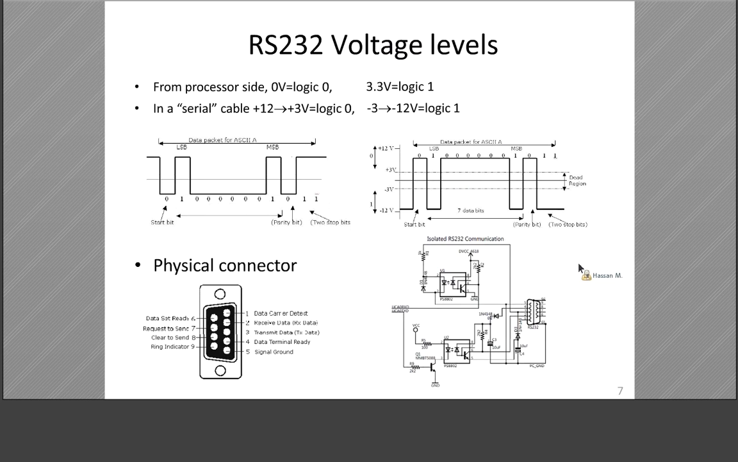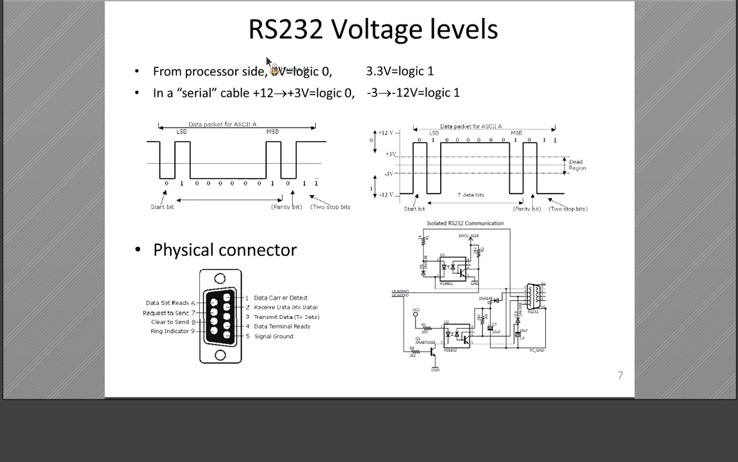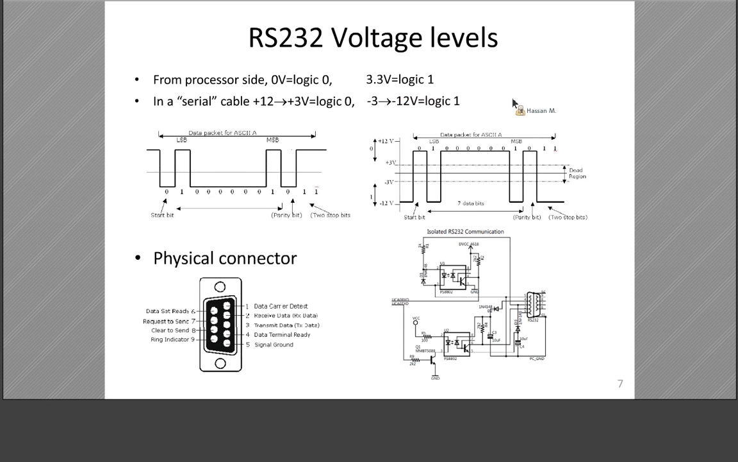Another notation, the voltage levels. For example, in Arduino board, we have TTL voltages for 0 and 1. Here on the processor side we see 0 volt for logic 0 and 5 volt or 3.3 volt as logic 1. But on the line side, the channel, it is plus 12 for logic 0 and minus 12 for logic 1.